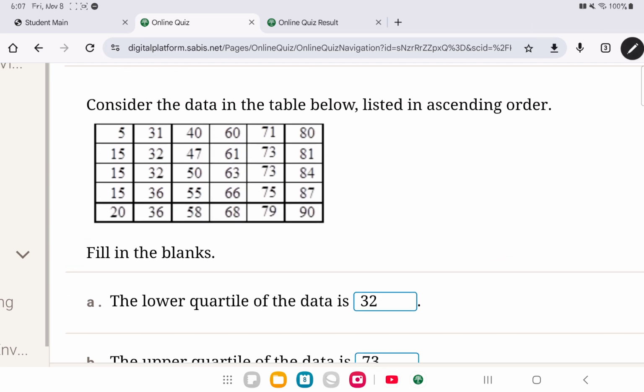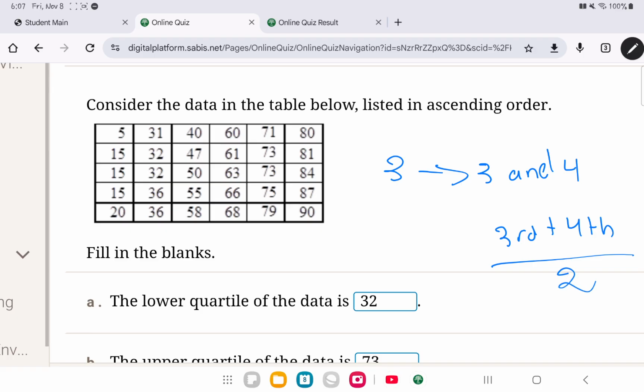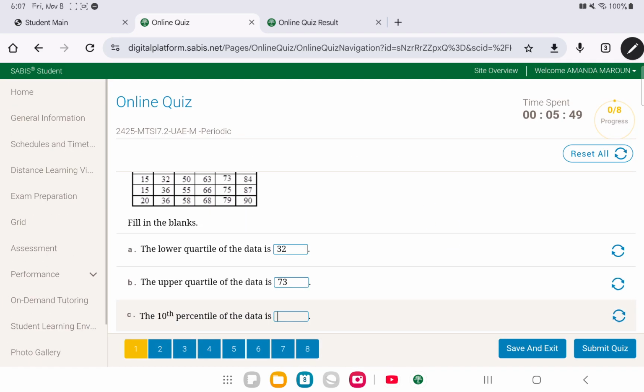Now, what does 3 mean exactly? 3 means you are gonna take the 3rd and 4th term, you are gonna add them, so 3rd plus 4th, and you are going to divide it by 2. So you're going to count 1, 2, 3, and 4. So it becomes 15 plus 15 divided by 2. You are then going to get 30 over 2, which is 15. So either way, it is 15.